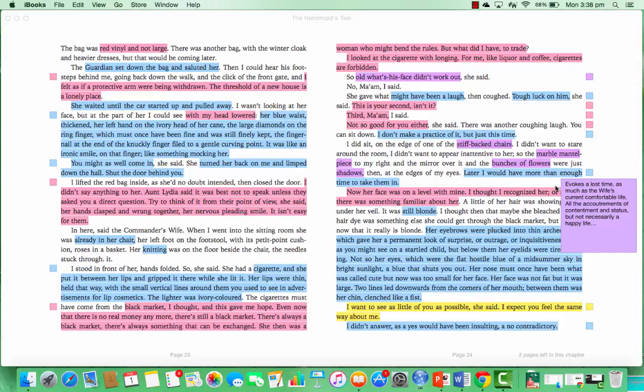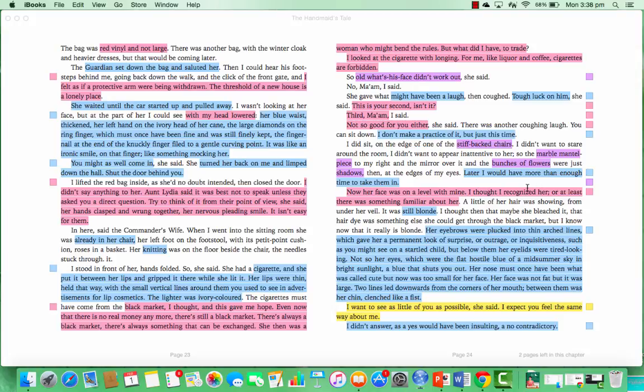It also evokes a lost time, as much as the wife's current comfortable life, when she's thinking about the bunches of flowers and gazing into the mirror. All the accoutrements of contentment and status, but not necessarily a happy life for the commander's wife either.